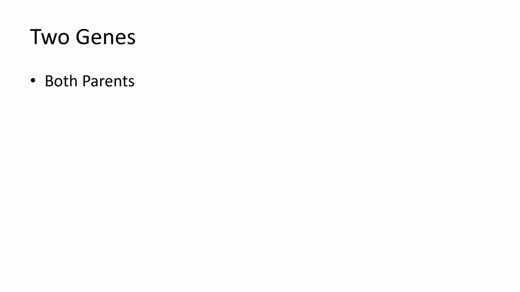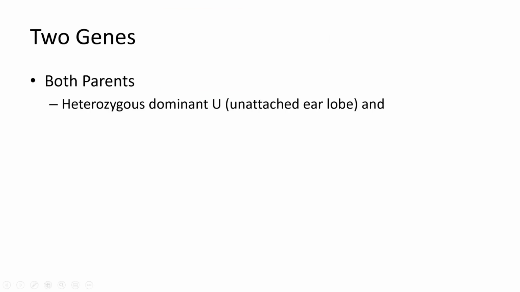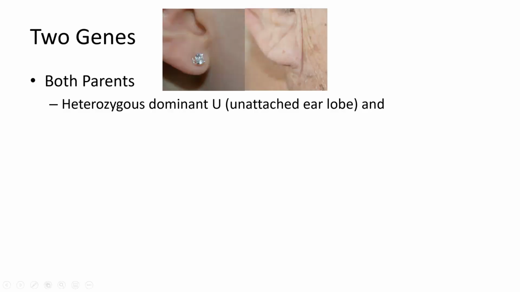We're going to look at another two-gene Punnett square. In this case, both parents are heterozygous for the dominant U, which stands for unattached earlobes. When we look at an unattached earlobe, we see this. The one on the left has the bottom of the ear come up. It produces a little dangle on the bottom of the ear, whereas the one on the right has the earlobe come down and it attaches down in. There is no little upcut for that dangle.